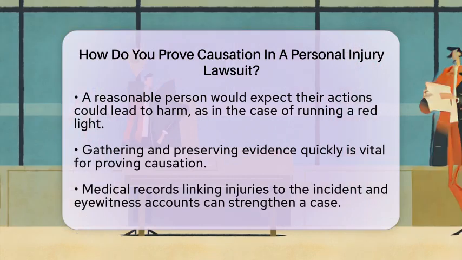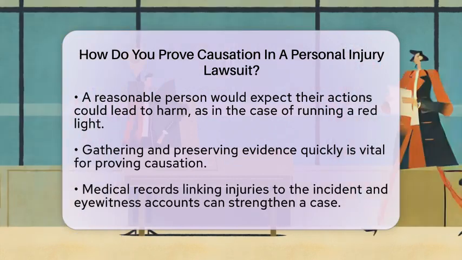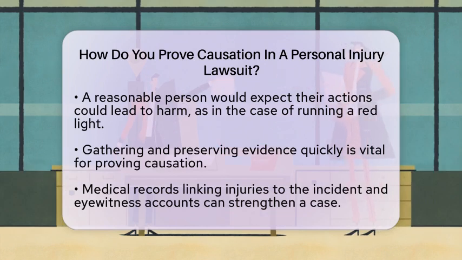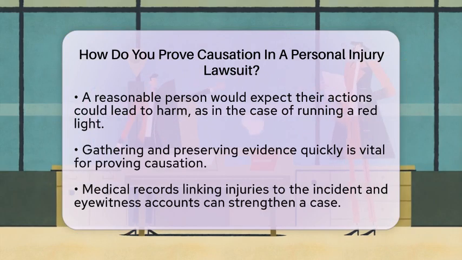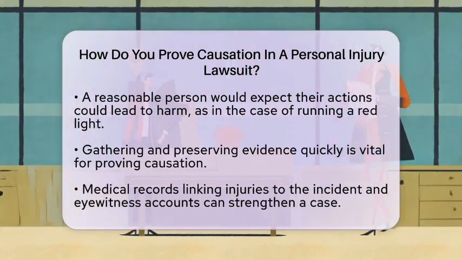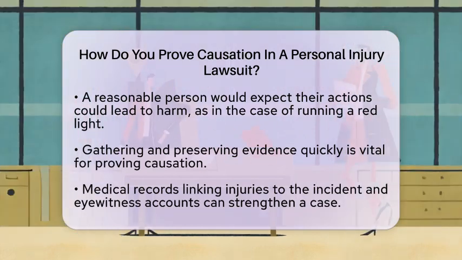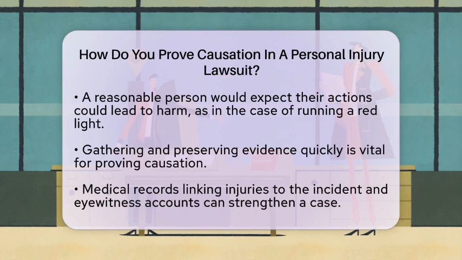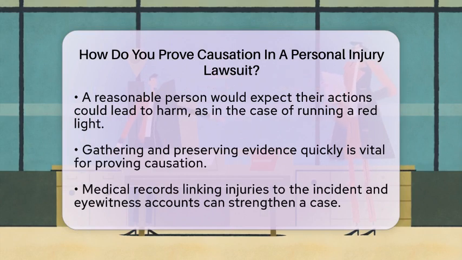Now, let's discuss some practical steps to prove causation. Start by gathering and preserving evidence quickly. Medical records that document your injuries and their connection to the incident are essential. Eyewitness accounts can also strengthen your case. Additionally, you need to demonstrate that no other factors break the chain of causation or excuse the defendant's liability. Sometimes, causation can become complicated, especially if there are multiple causes or delays between the incident and the injury. This is where careful legal analysis comes into play.